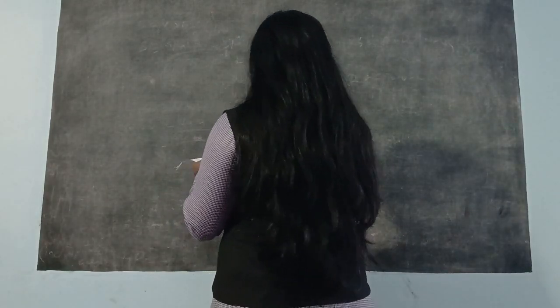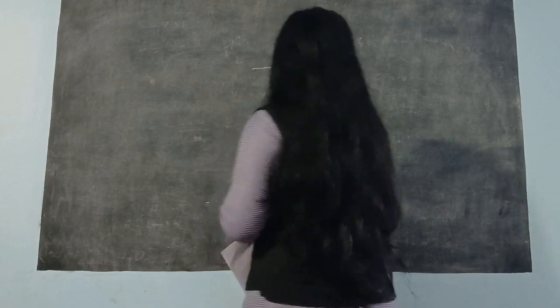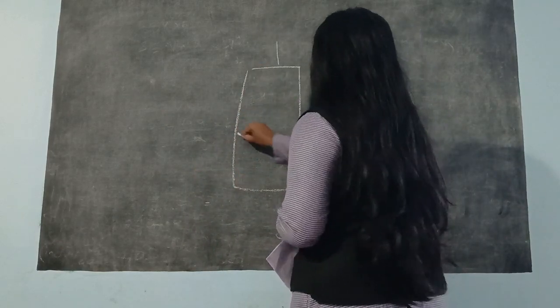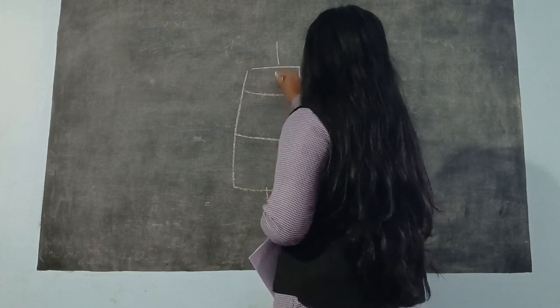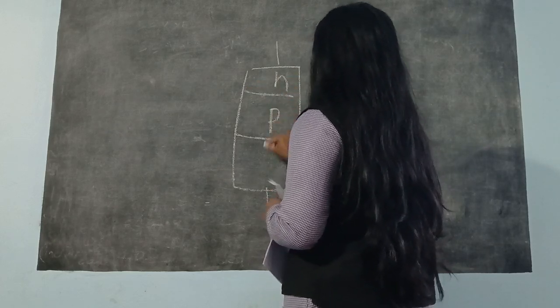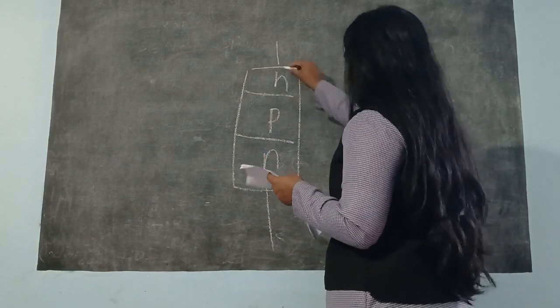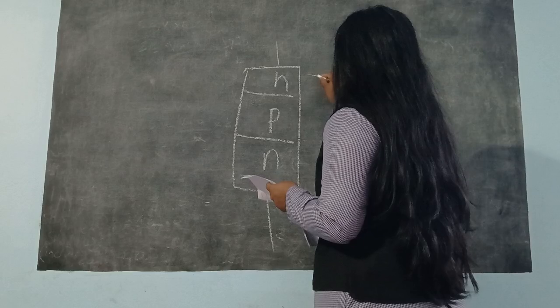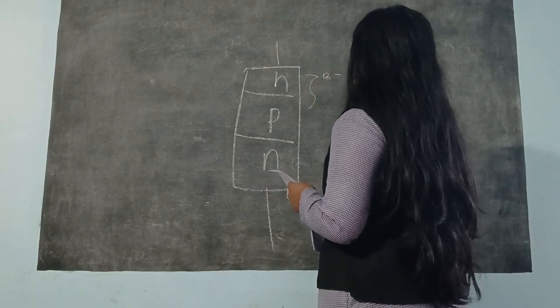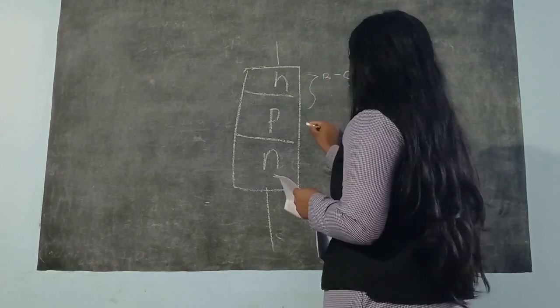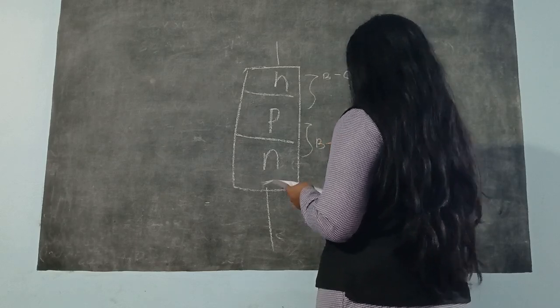The p-n junction joining the base region and the emitter region is called the base emitter junction, and the p-n junction joining the base region and the collector region is called the base collector junction. That is, this is an example of a p-n junction, which is... this region is the base collector junction and this region is the base emitter junction.